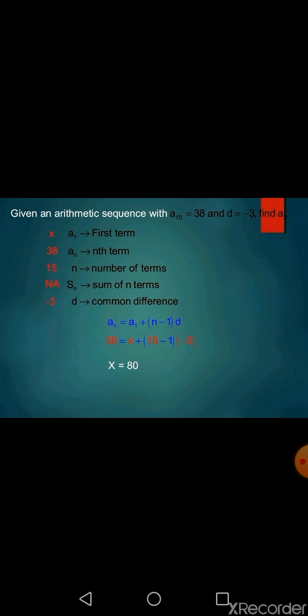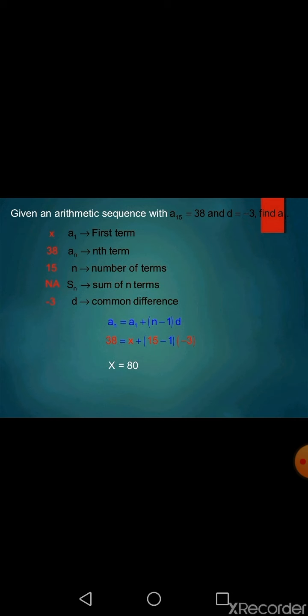Okay, let's see some examples. Given an arithmetic sequence with a15 equals 38 and d equals negative 3, find a1. So what I will do first is write the givens. a1, the first term, is unknown, that's what he wants from me. a_n is a15 equals 38. n is 15, the number of terms, as we'll speak about this in the next session, inshallah. d is the common difference.